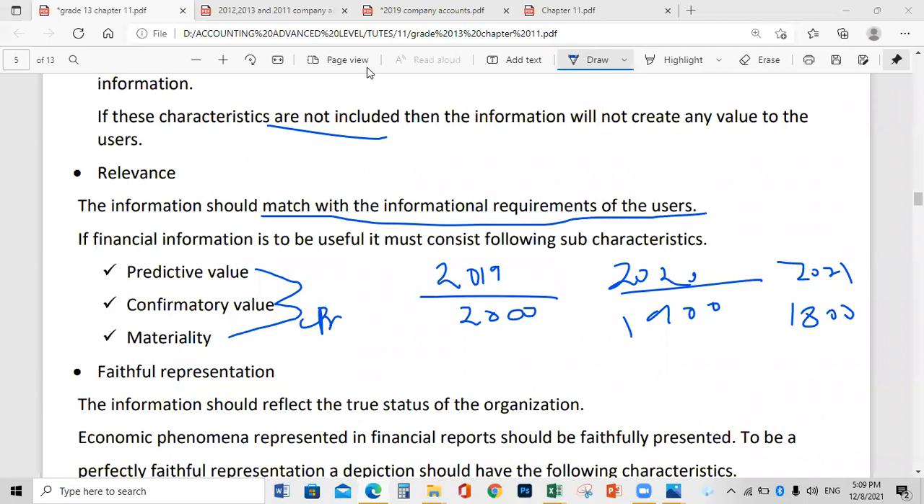You should be able to predict the future based on the information they are giving. Confirmatory value. Confirmatory value means, guys, you should be able to confirm the decisions which you have made. Based on the information the company is giving, the users should be able to confirm the decisions they have made so far.